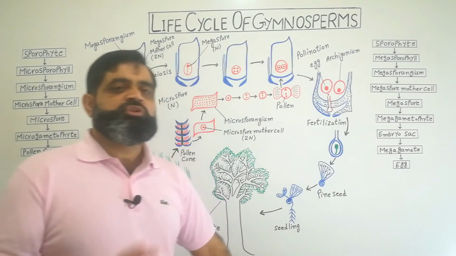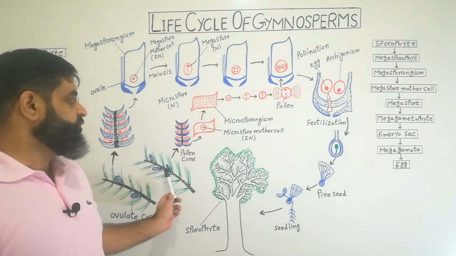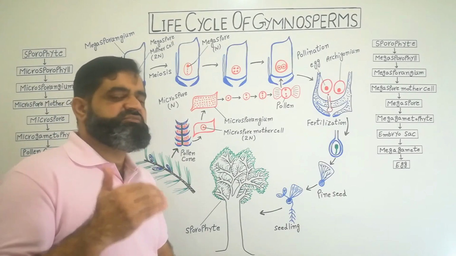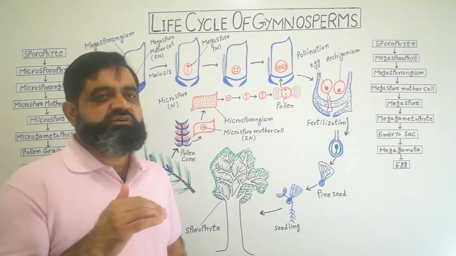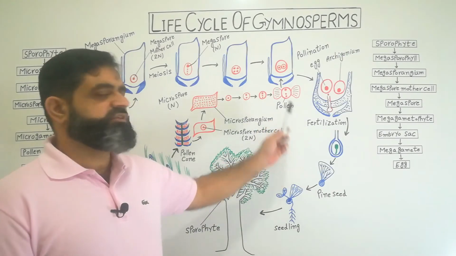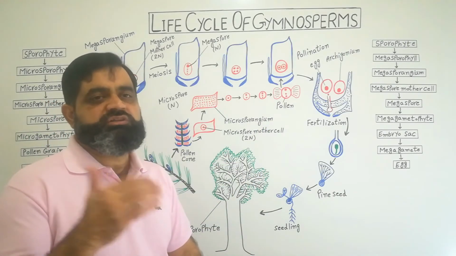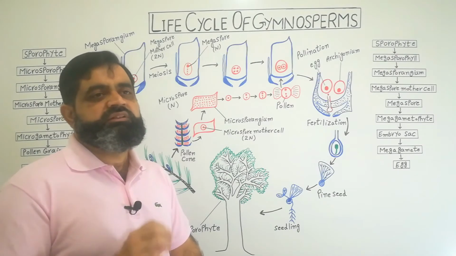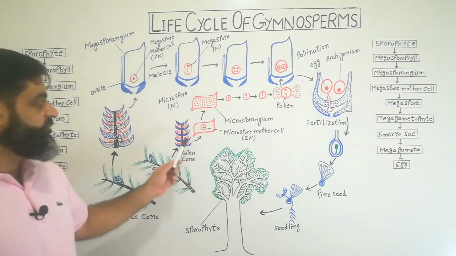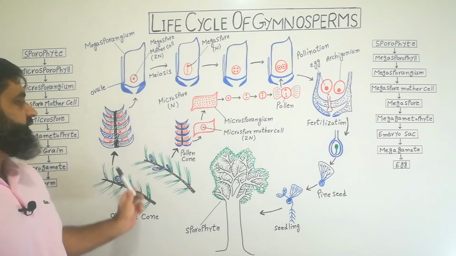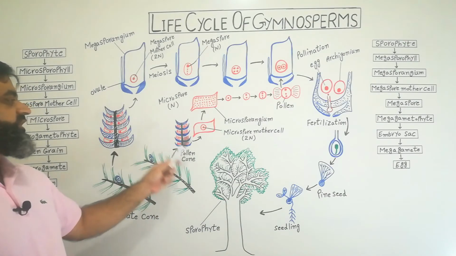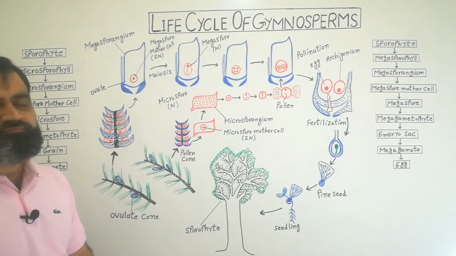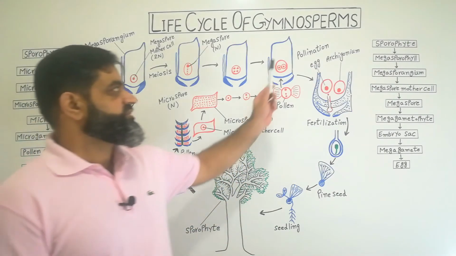When both the cones are ready, the male cone bursts and millions of pollen grains are released, which fly with the help of their wings a long distance and can reach miles away. They land, on another branch, another tree or the same tree, on the surface of the female cone. This process is known as pollination.